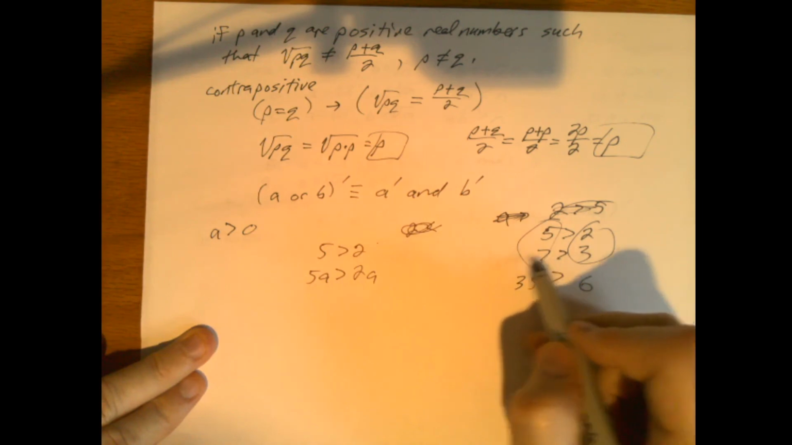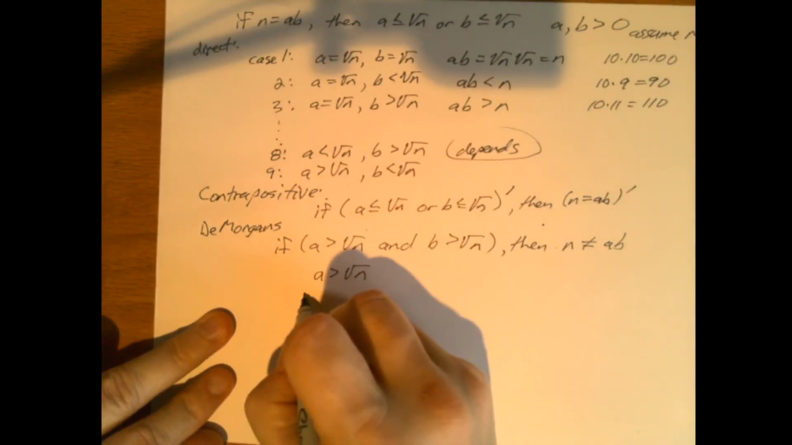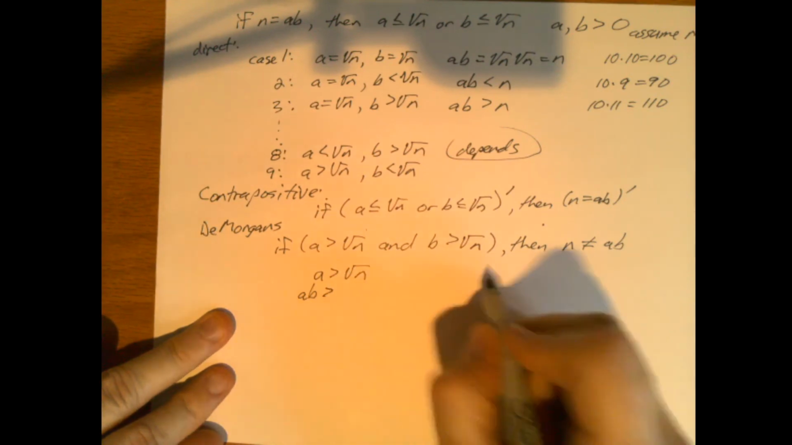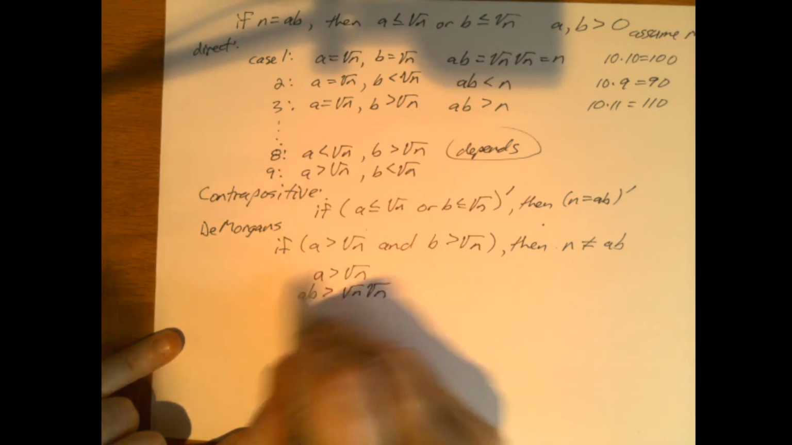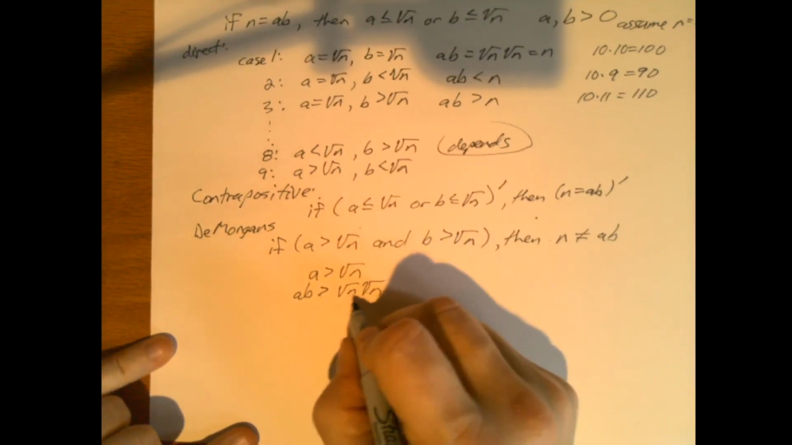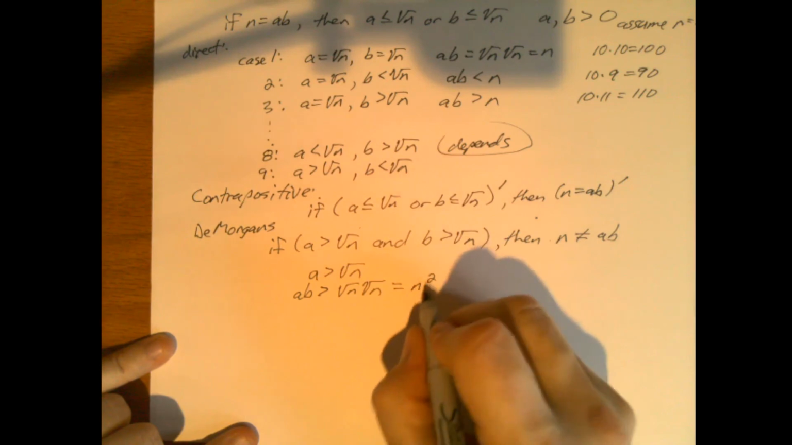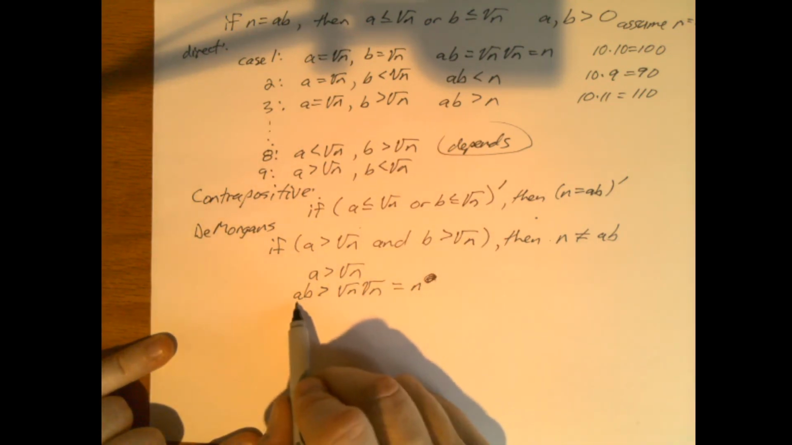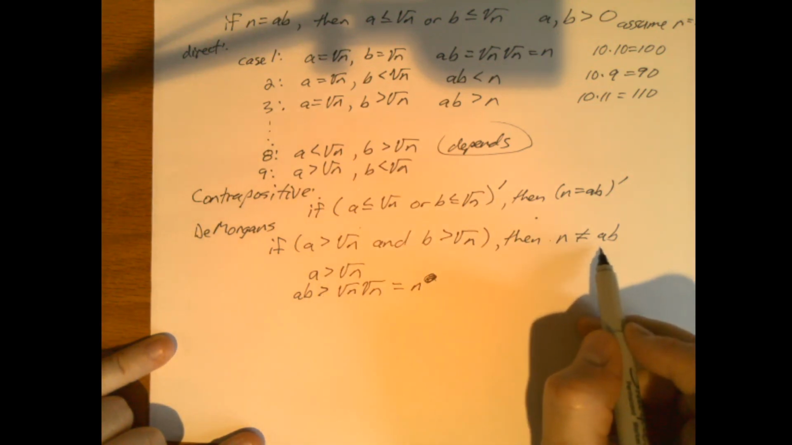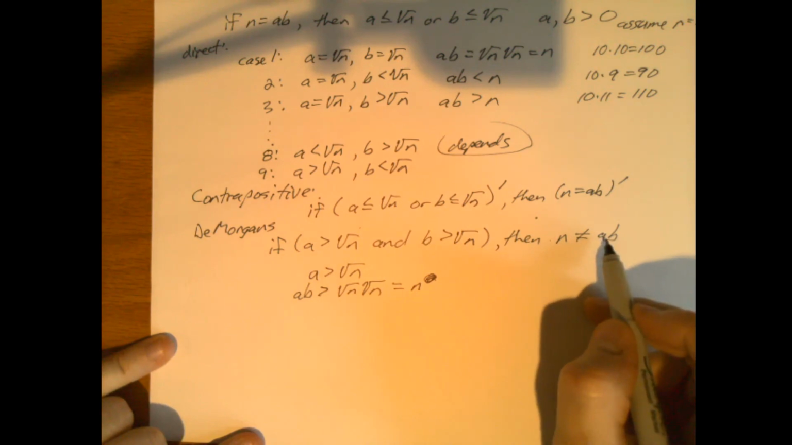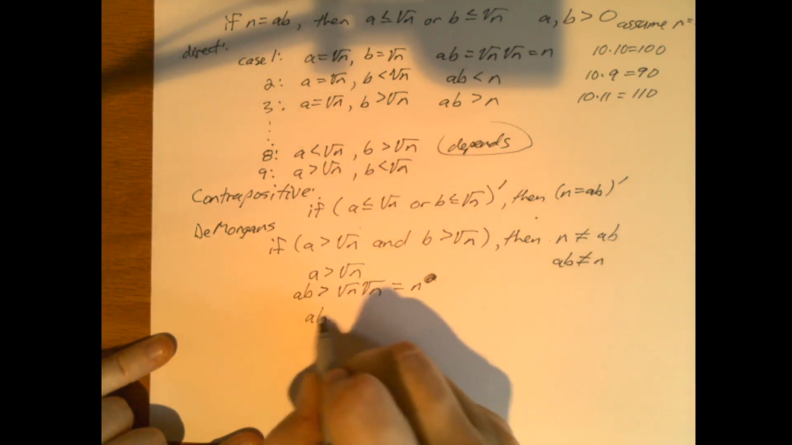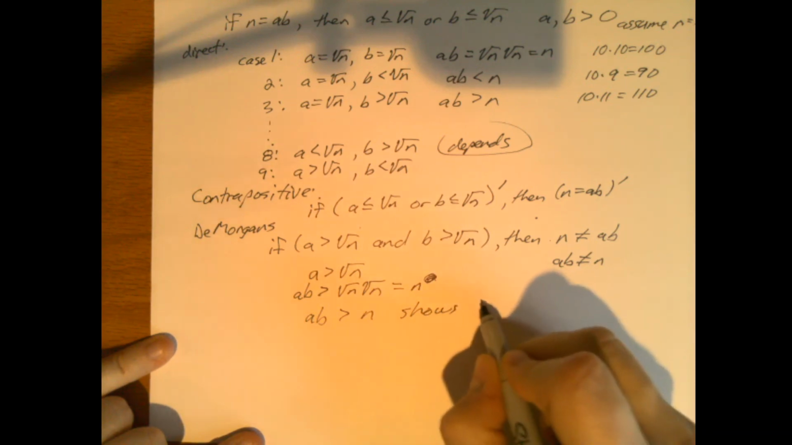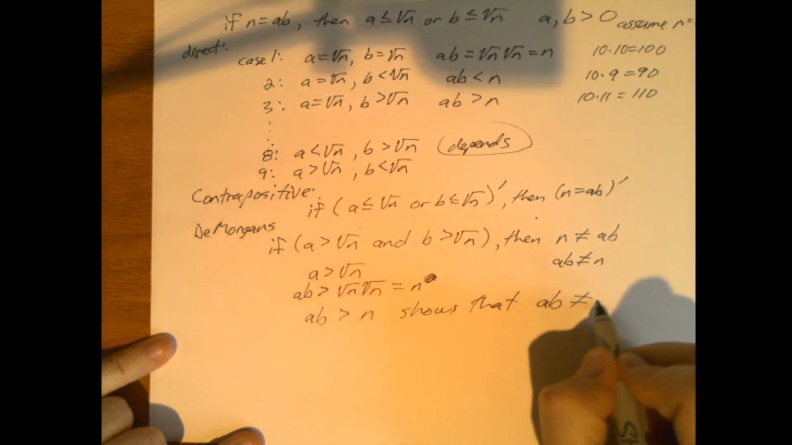Well, in this case, I'm multiplying by something even greater. Okay? So that means if I multiply this side by b, and multiply this side by the square root of n, then I still have the greater than. In fact, it's even more of a difference between the two. But this side right here is equal to n squared. Or excuse me, n. Okay? So ab is greater than n, which means ab is not equal to n. Okay, because we could swap these, right? This is ab not equal to n. So ab greater than n shows that ab is not equal to n.